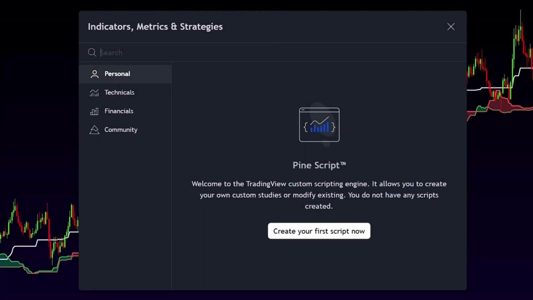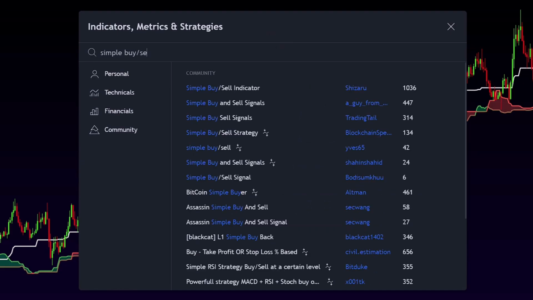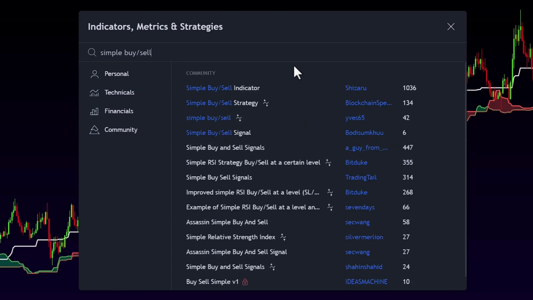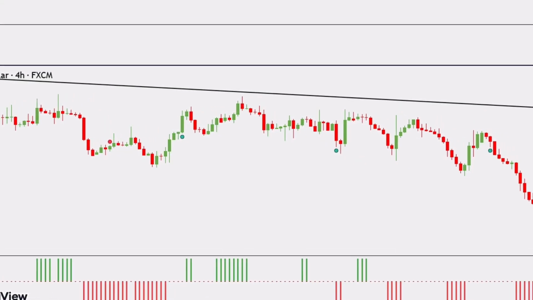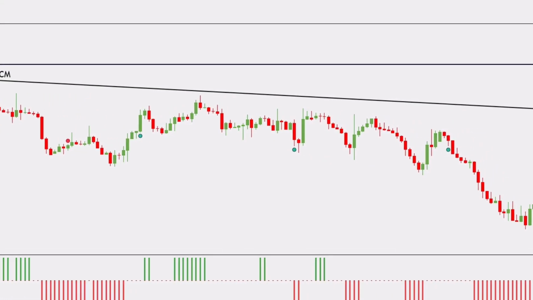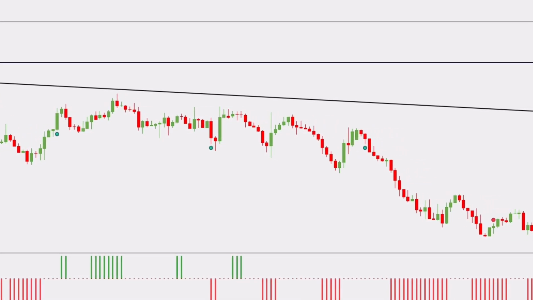All right, now we're going to use the simple buy sell indicator. To add it, head back to the indicator section, then search for simple buy sell and click on it to add it to your chart. This indicator uses the 200 MA, RSI, MACD, and parabolic SAR. It'll act as our signal generator in this strategy.